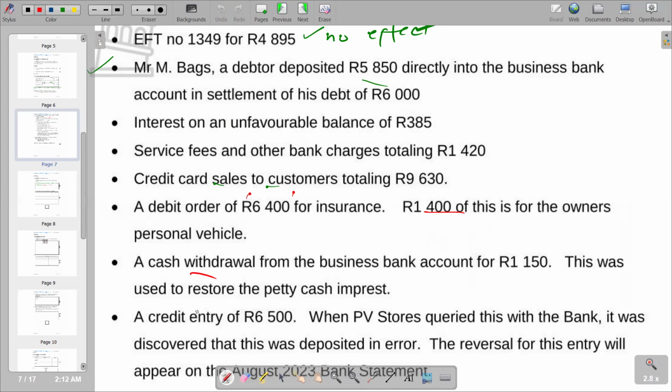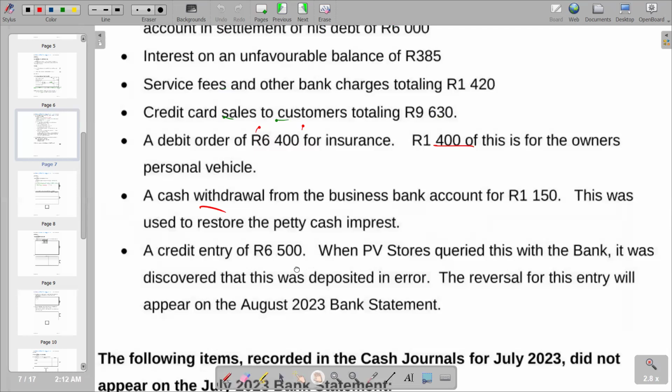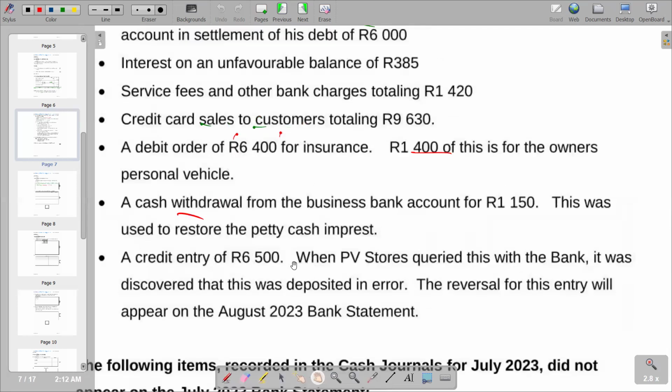A credit, we are now on a credit interest of 6,500 rands. When PV Stores queried with the bank, it was discovered that this was deposited in error. The reversal of this interest will appear on the 2023 bank statement. So this one is appearing on the bank statement. It's not there in the journal, but it's not supposed to be on the bank statement either.